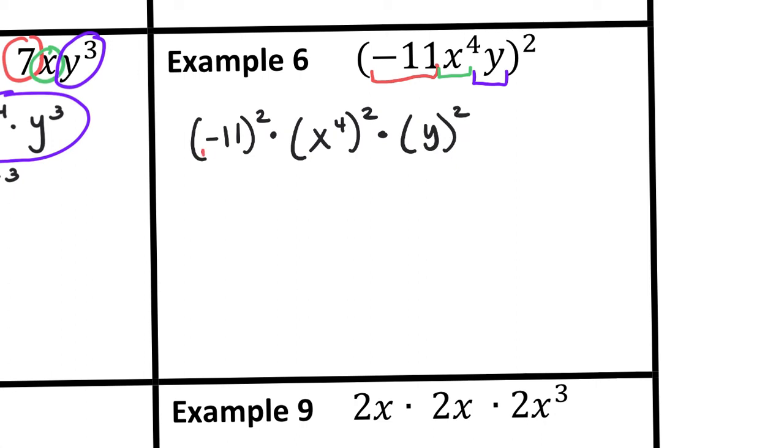So I have the number is raised to the second power, I have the x variable term is raised to the second power, and the y is raised to the second power. So again, kind of doing like a color coding thing and making sure that each term is raised to this power that was outside.